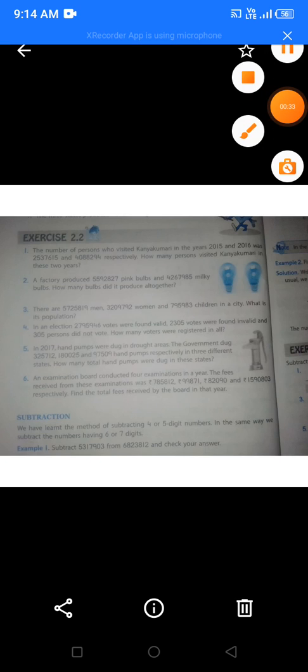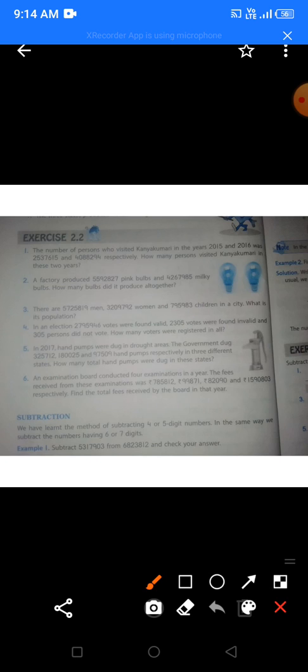Today, we will solve question number 4. Okay, children. Now, look at the question number 4. In an election, 27,95,946 votes were found valid. 2,305 votes were found invalid and 305% did not vote. So, how many voters were registered in all? So, see, what is the question asking you to do?